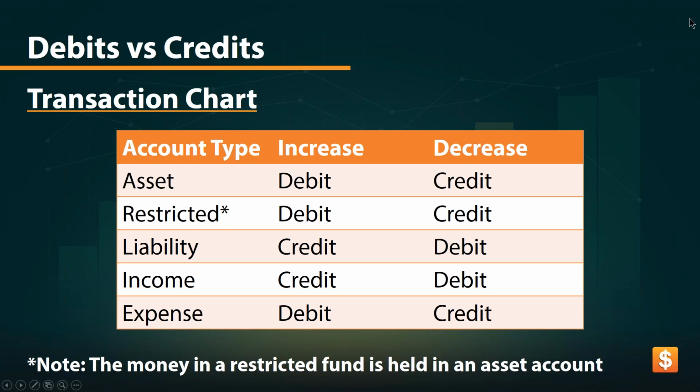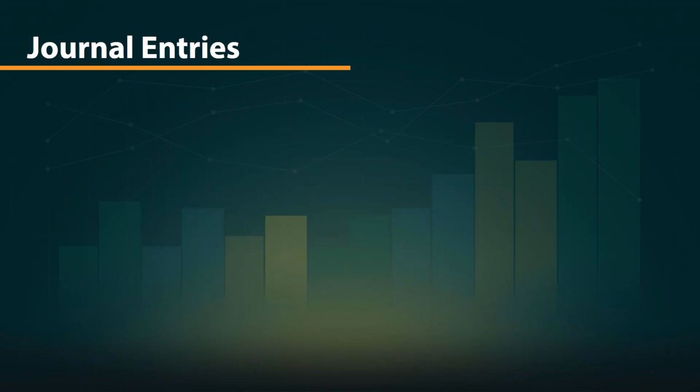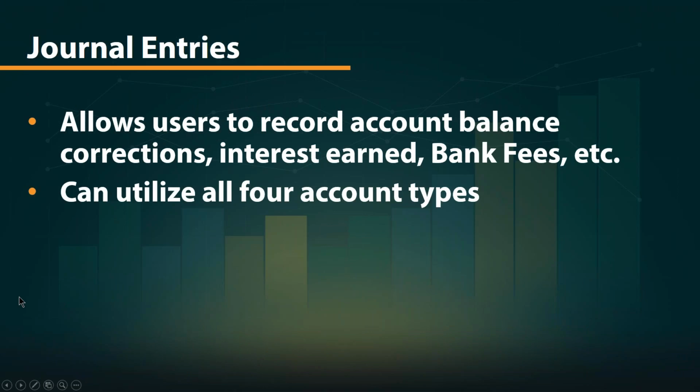Okay, so let's jump into managing our transactions. There was another question that said show the slide for journal entries again, so I'll go ahead and show the slide for journal entries. There's two things there: allowing users to record account balance corrections, interest earned, and bank fees, and then you can also utilize all four account types.